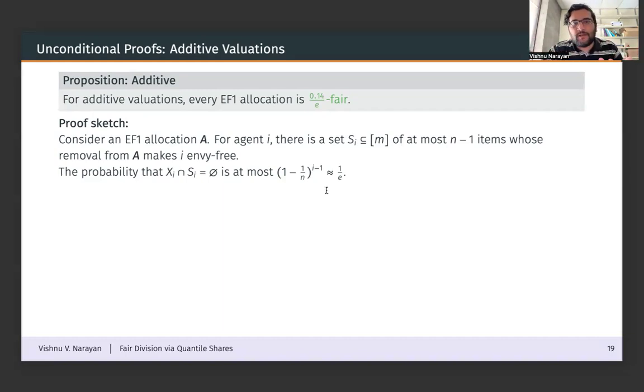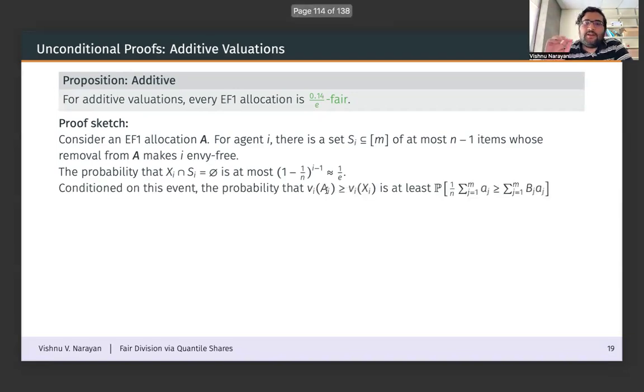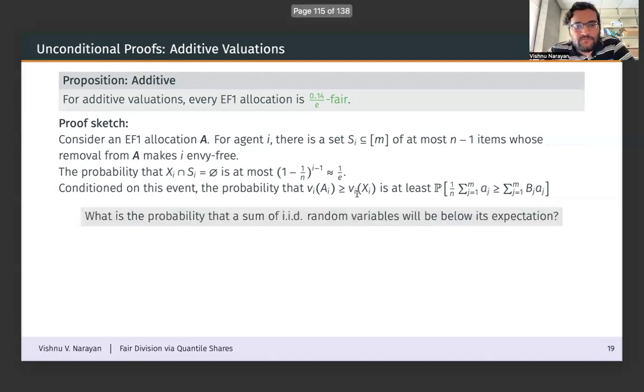That's the definition of EF1. So the probability that Xi, the random bundle, gets any of these n-1 items is at most 1 over e. And conditioning on Xi not getting any of these, the probability that Vi of Ai is at least Vi of Xi is at least the probability that the random bundle Xi is less than its expected value, because when you're envy-free, the value that you have is at least the average value of the bundles.